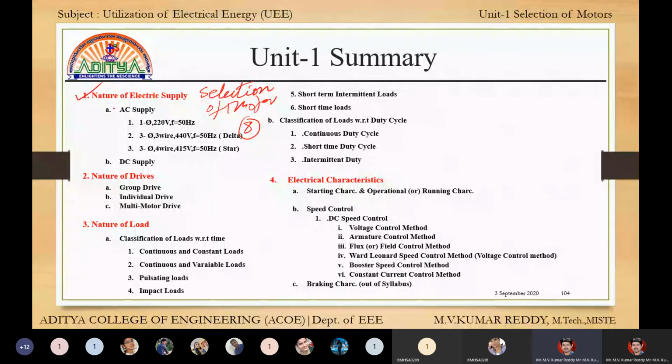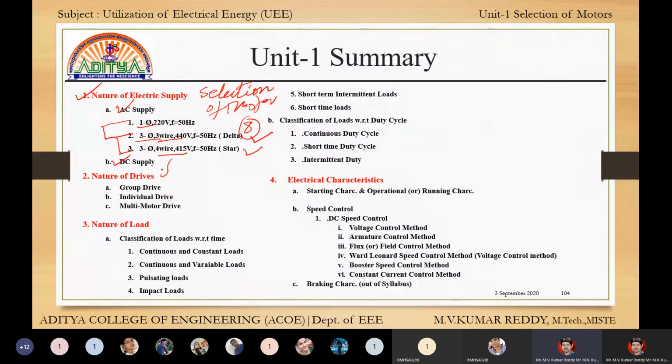We have 2 types of electric supplies. First one is AC supply, and second one is DC supply. In AC supply, we have 2 types: single phase and 3 phase. In 3 phase, again we have 2 types: 3 phase, 3 wire and 3 phase, 4 wire. 3 phase, 3 wire is called delta. 3 phase, 4 wire is called star connection.